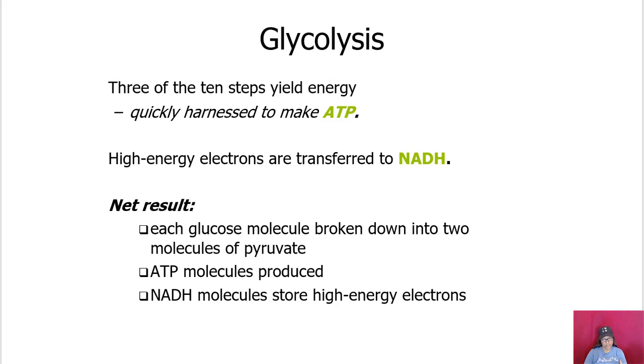3 of the 10 steps yield energy, quickly harnessed to make ATP. The high energy electrons are transferred to NADH, and the net result is that each glucose molecule is broken down into 2 molecules of pyruvate. ATP is produced, and we also get this high energy NADH. Okay?